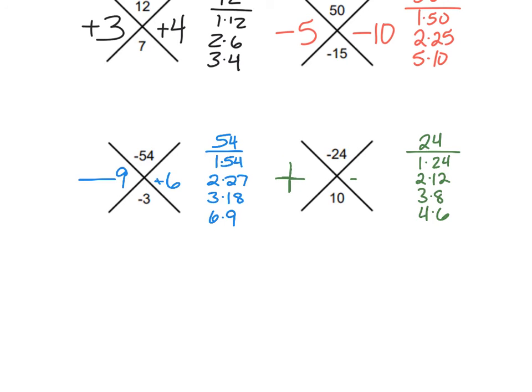What's another way I can make 10 out of this? Out of this list, does 1 and 24 have a difference of 10? No. How about 2 and 12? Yes. So which one out of 2 and 12 needs to be positive? 12. Positive 12 and negative 2 will give me 10 when I add them together.